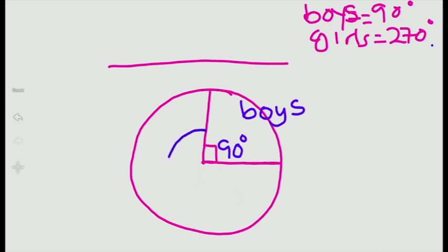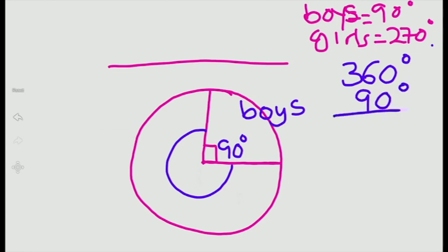Then the rest, if you say 360 degrees, take away the 90 degrees for the boys. What are you getting? You are getting the 270 for the girls. We can confidently put this over here to be 270 degrees. 270 degrees for the girls plus the 90 degrees for the boys gives us 360 degrees.